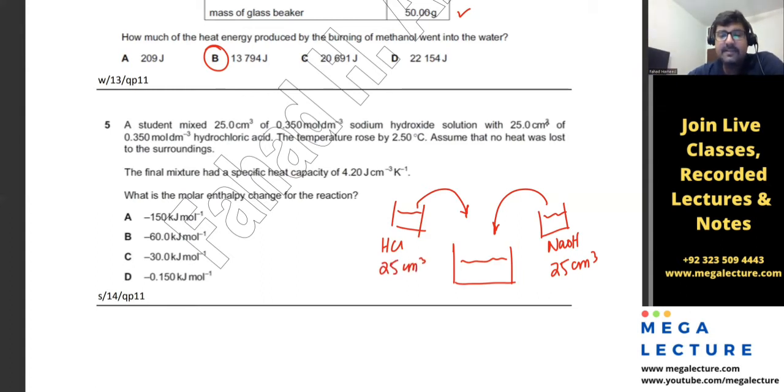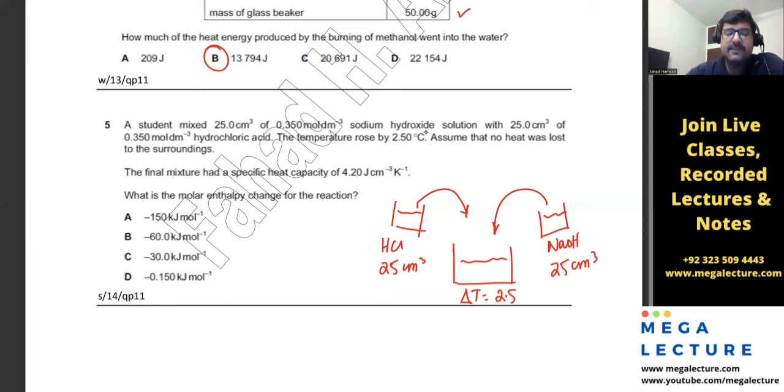Remember, when you mix the two solutions, this is the final solution. And he's saying that the temperature rose by 2.5. So we know the delta T over here. When you mix them together, the temperature rose by 2.5. And it's rising, so you're going to have a negative sign. It's exothermic.